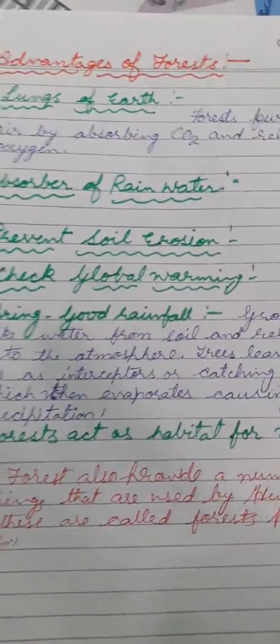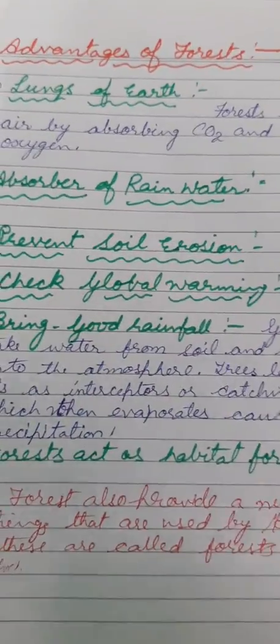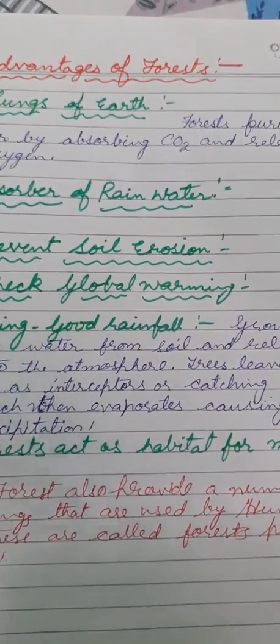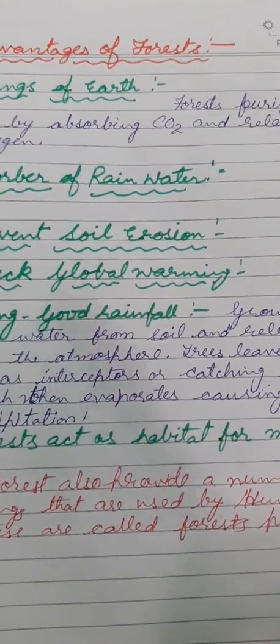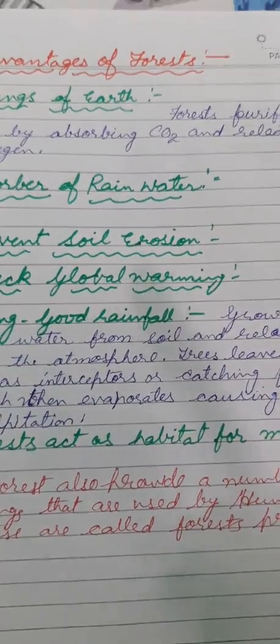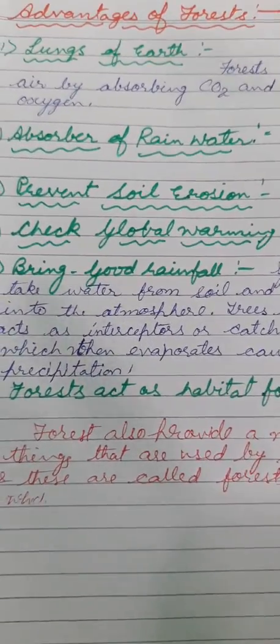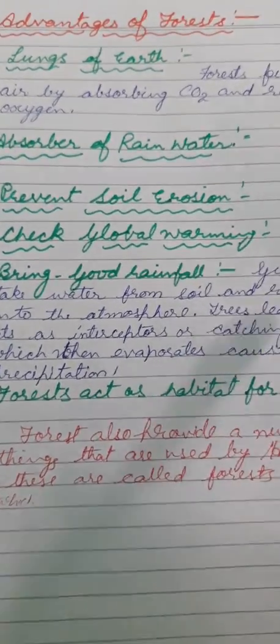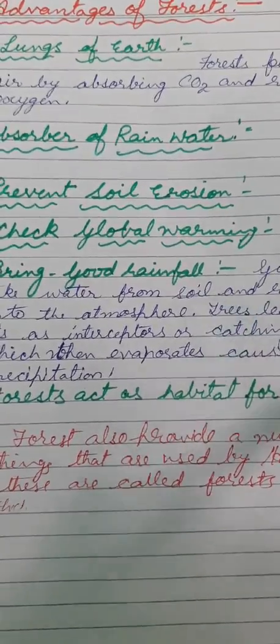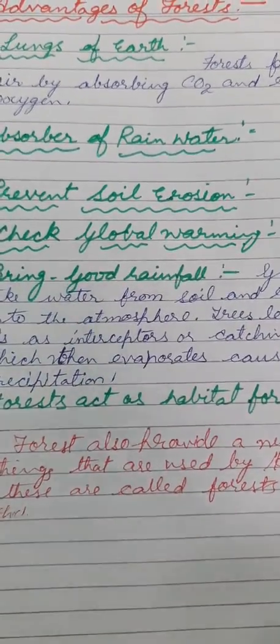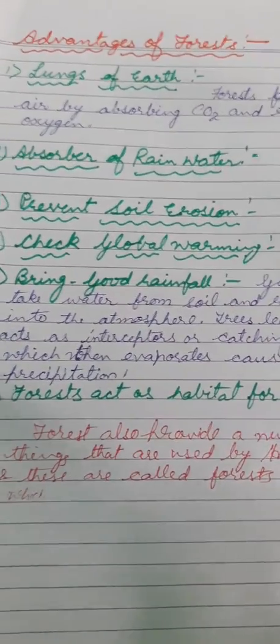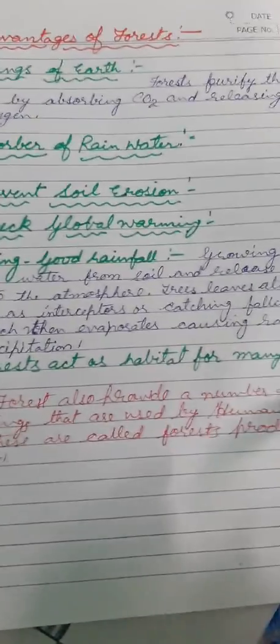Next, they also prevent floods. Forests prevent floods as the soil is held by the roots and the trees absorb the running water and prevent floods. And last, a forest also serves as a habitat for many animals, and these include mammals, reptiles, insects, birds, and so many wild animals that live in the forest. Except these, forests give so many things to us. They provide a large number of things that are used by humans, and these are called forest products.